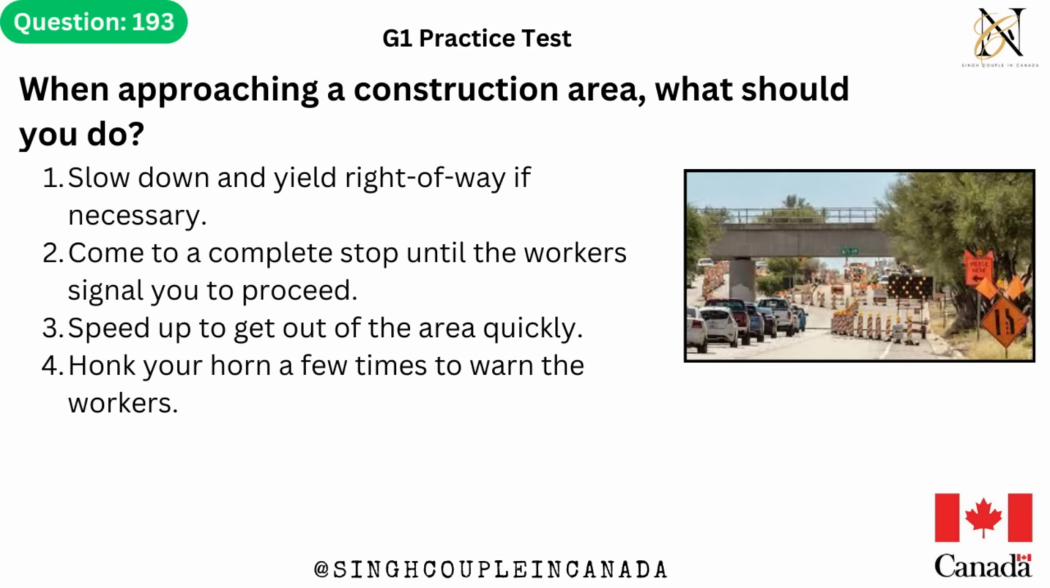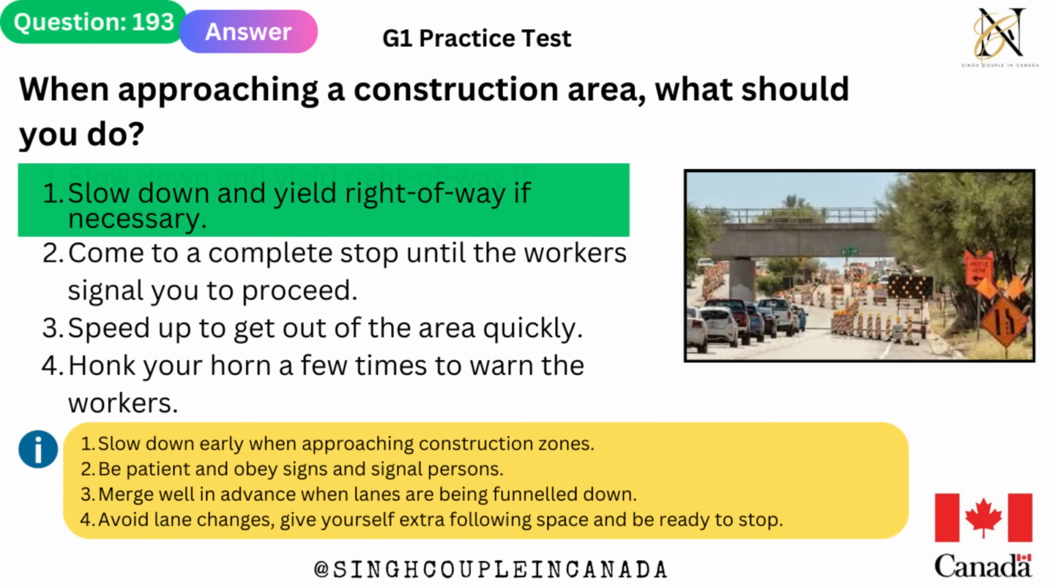When approaching a construction area, what should you do? 1. Slow down and yield right of way if necessary. 2. Come to a complete stop until the workers signal you to proceed. 3. Speed up to get out of the area quickly. 4. Honk your horn a few times to warn the workers. The answer is 1. Slow down and yield right of way if necessary.